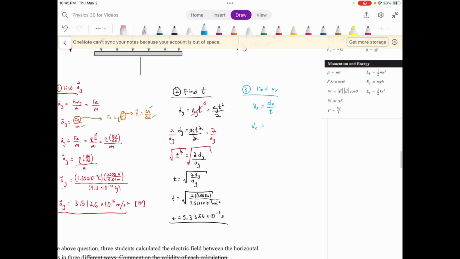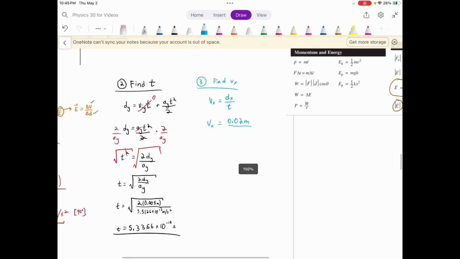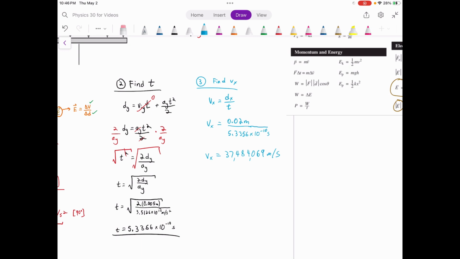Because this is the amount of time it will take to crash into the top plate, right? That's what we just calculated here. So now we know it just needs to go horizontally 2 centimeters in that amount of time. So I got that it would need to be traveling at 37 million meters per second.